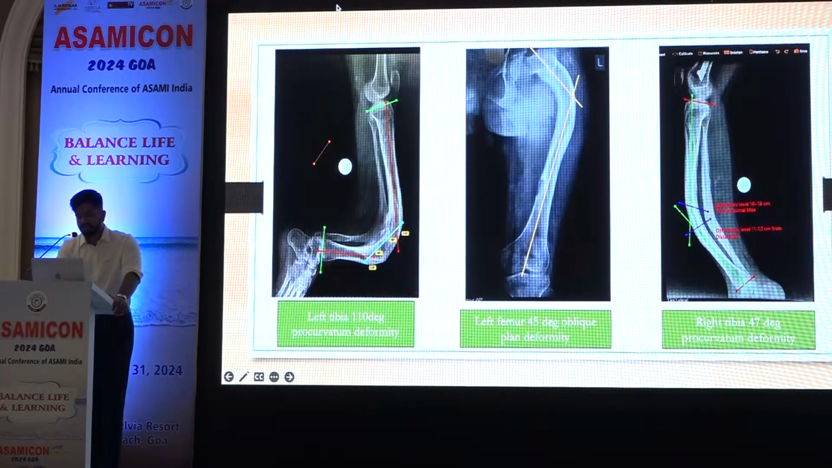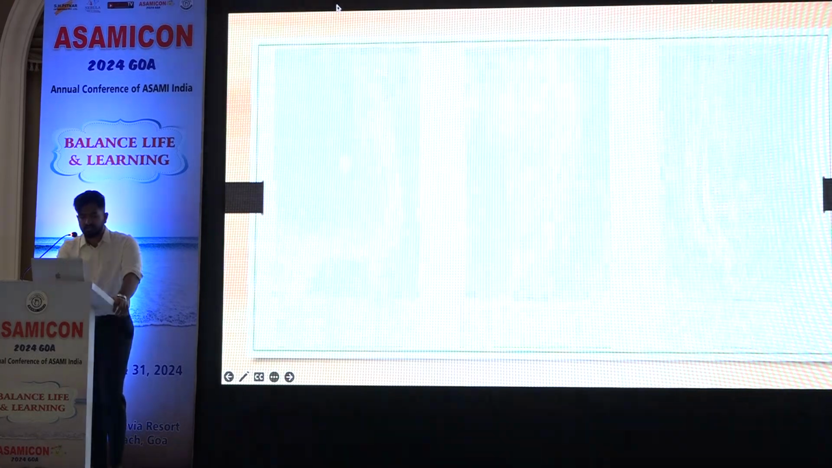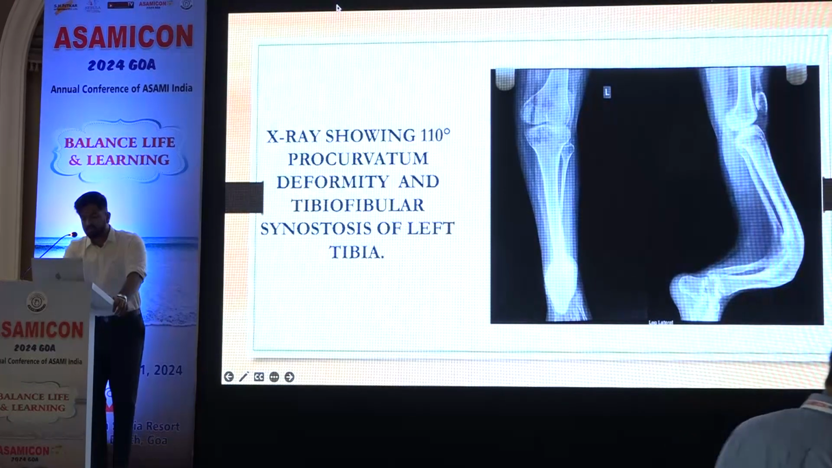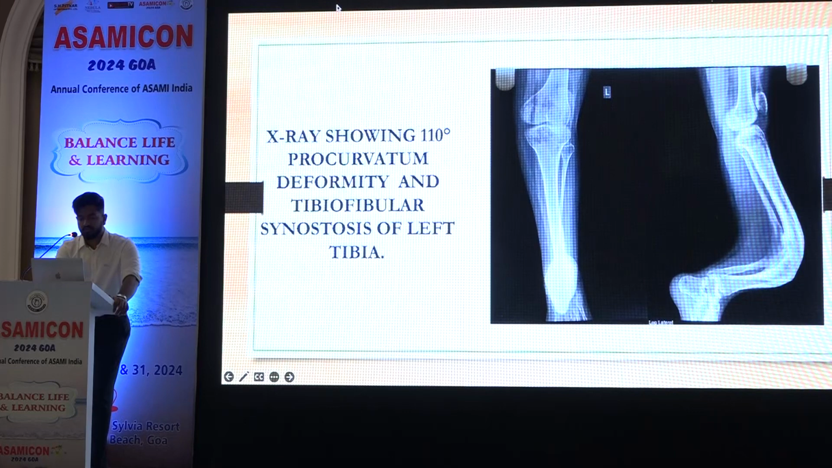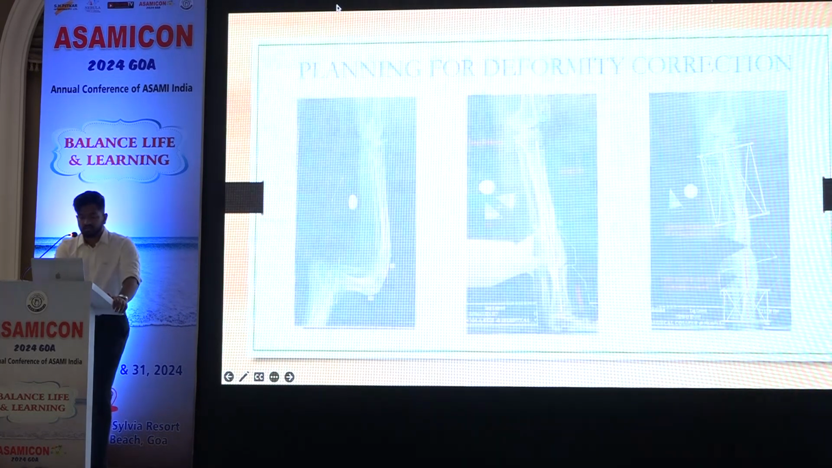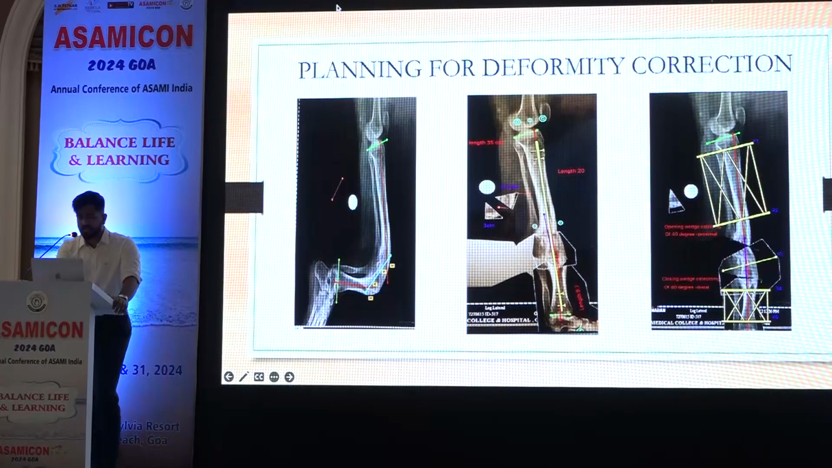These are the X-rays showing the deformities in the other limbs. The left tibia had a procurvatum deformity of 40 degrees. An oblique plane deformity of 45 degrees was noted over the left femur. Right tibia had a procurvatum deformity of 47 degrees. This is the X-ray showing the procurvatum deformity along with the tibiofibular synostosis of the left tibia. Planning was done for the deformity correction to determine the number of osteotomies and angle of osteotomy to be done.